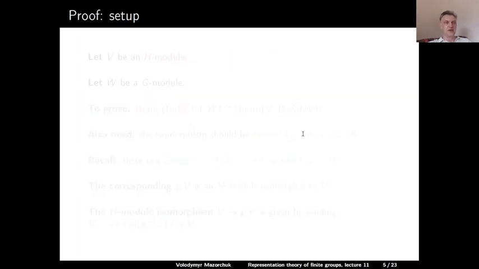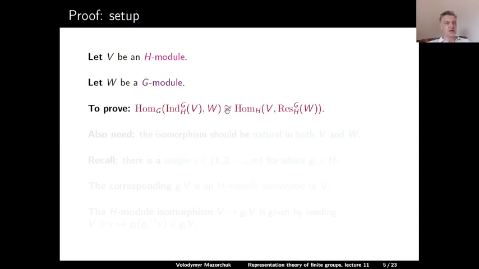So let us start with describing the setup for the proof. Let V be an H module and W be a G module. So this is what we need to fix in order to speak about bijection. What we need is to construct an isomorphism between the linear space of all G homomorphisms from the induced module, induction from H to G of V, to W, and the space of all H homomorphisms from V to the restriction of W from G to H.